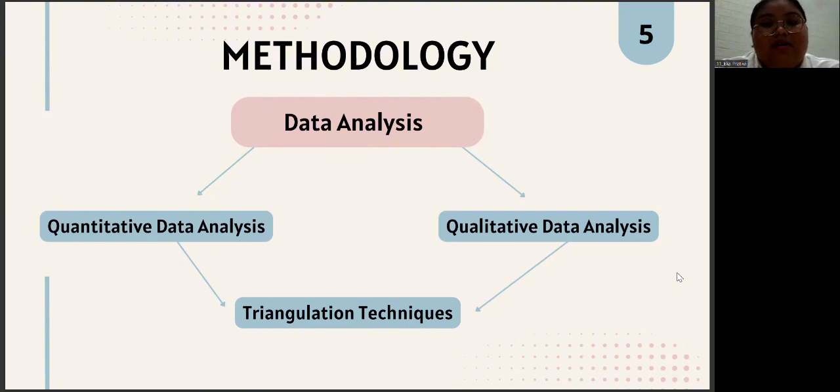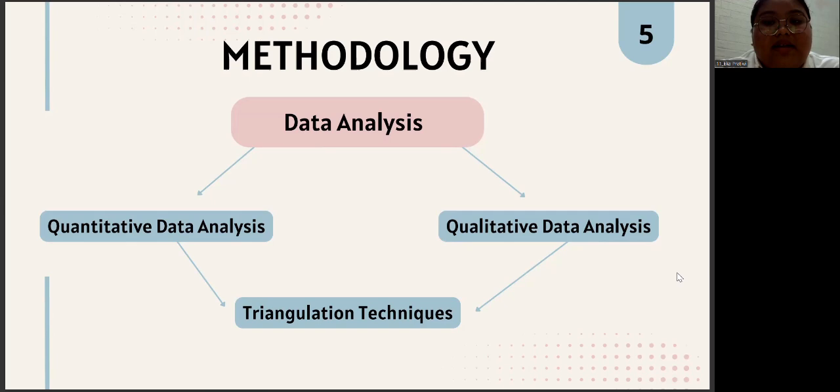So what analysis techniques were used in the study? Actually, the researchers did not mention what analysis techniques were used in the study. However, from the information that I got from the article, it can be said that this research used data triangulation techniques as one of the analysis approaches.